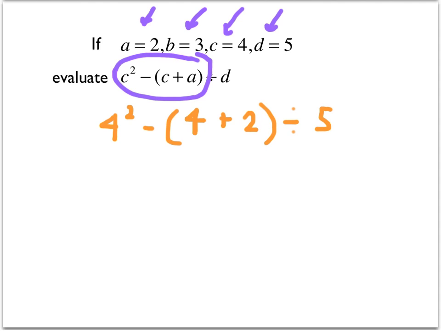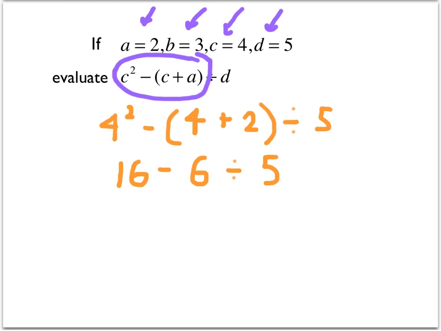Now it's not too much different from the other ones we saw. Again, what do I do first? The parentheses. So I can actually do the exponent here as well, I think. 4 squared is 16. 4 plus 2 is 6. And then we have divided by 5.